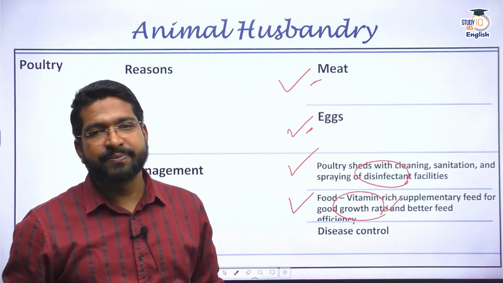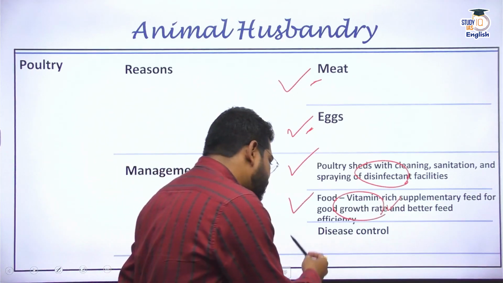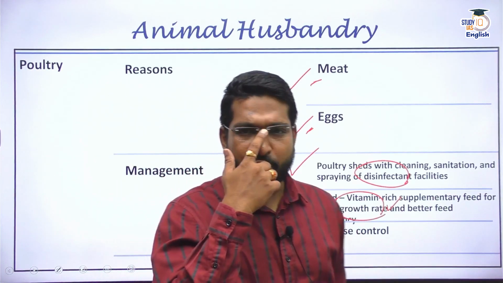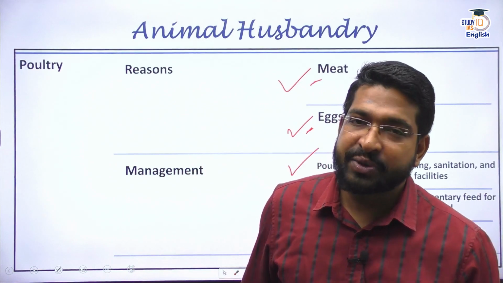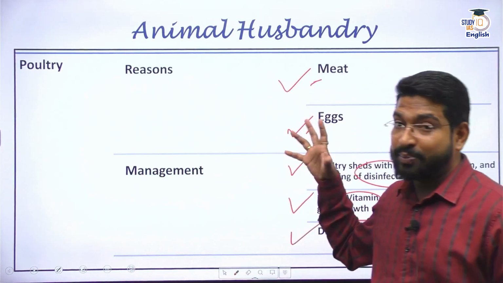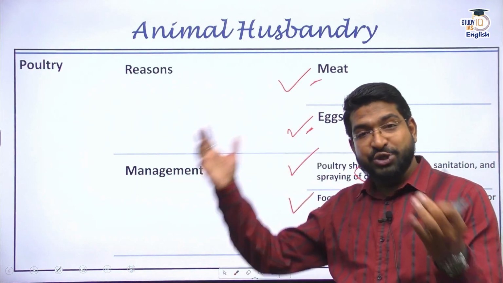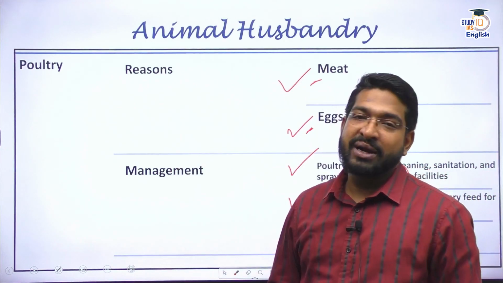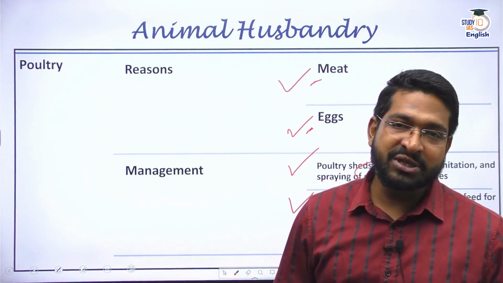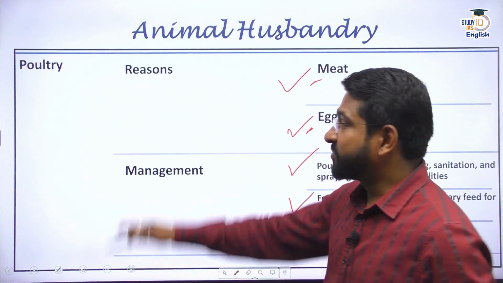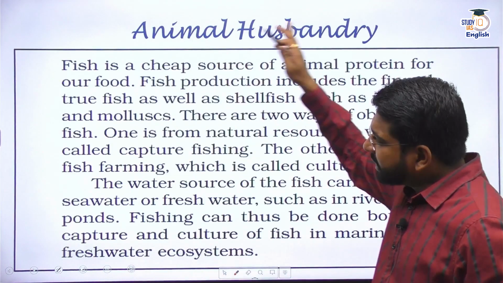supplementary foods. Apart from that, I also need to control diseases here. If a disease outbreak is seen in a poultry farm, it is going to be catastrophic. Not just for the poultry farm, for the farmer, but in general, that disease may spread to other avian species as well. Apart from cattle farming and poultry, I can go for fishing.